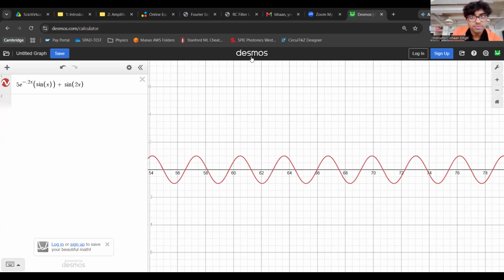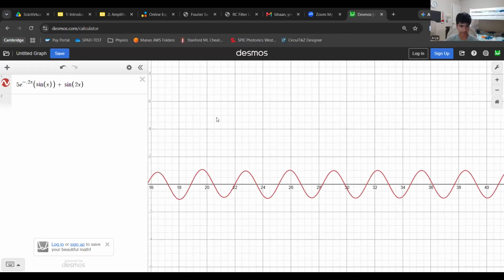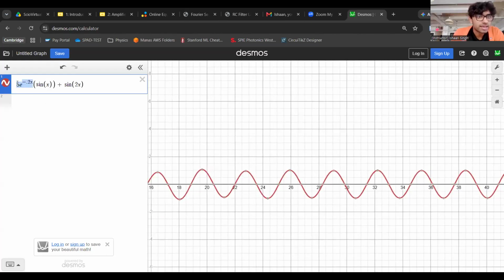Yeah, Arya? Is it because the factor of the e to the 2x part decreases with time? Exactly. This is a decay and it decays out. Yeah. Ishan?